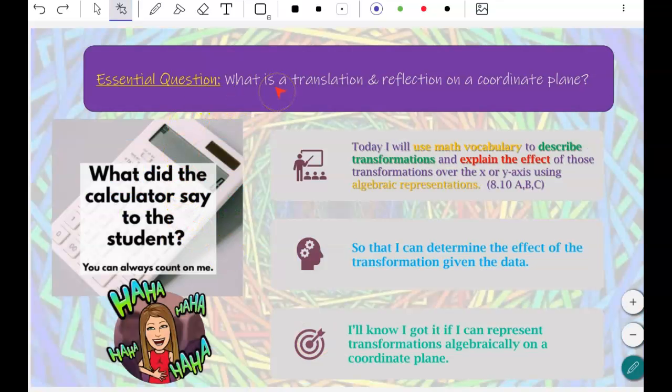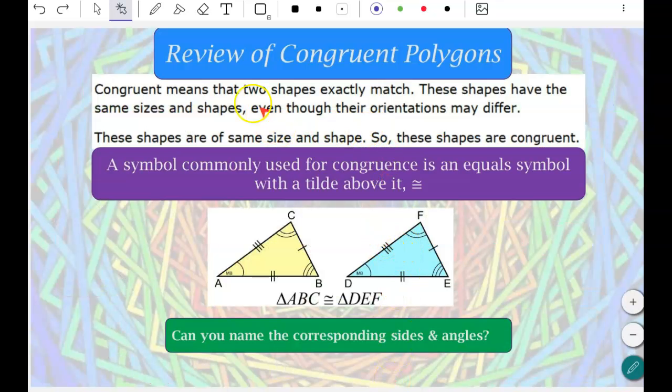So our essential question is, what is a translation and reflection on a coordinate plane? Today, I will use math vocabulary to describe transformations and explain the effect of those transformations over the x or y axis using algebraic representations so that I can determine the effect of transformation given the data. I'll know I got it if I can represent transformations algebraically on a coordinate plane. All right, so let's go ahead and see what that's all about.